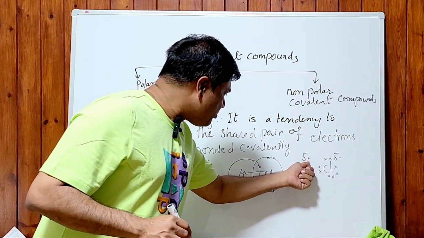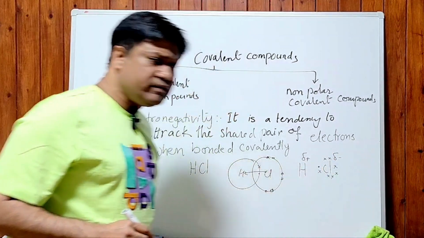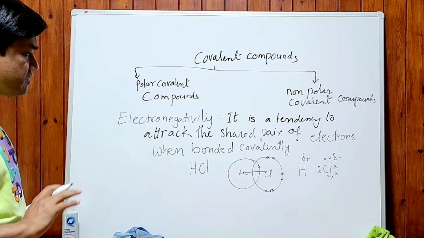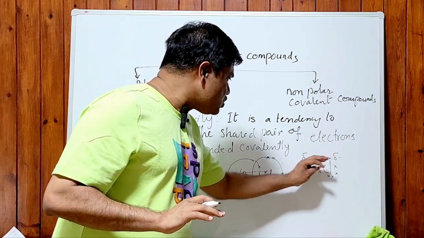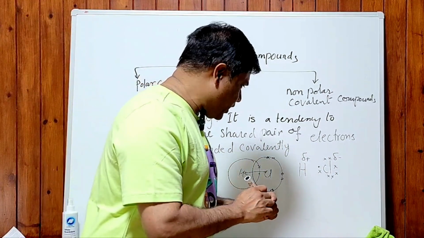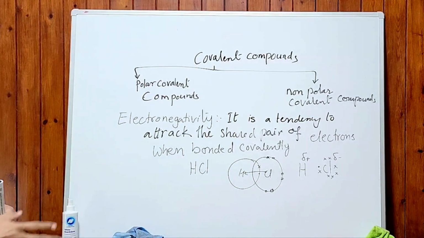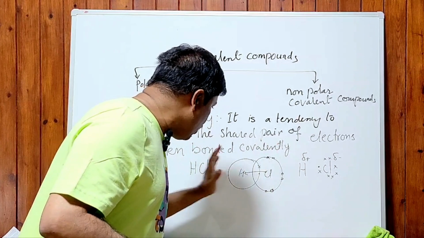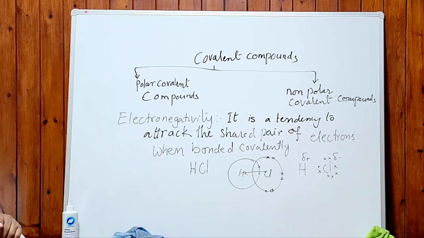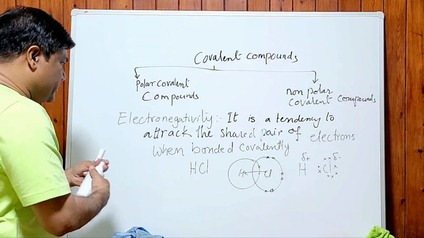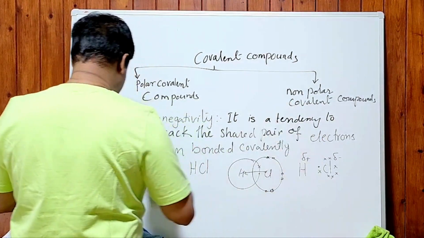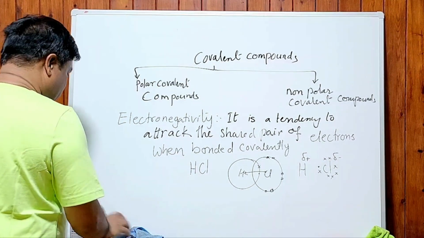This is called partial positive. This is called partial negative. We can't call them complete ions, but the distribution of charge takes place, which we call a dipole. I will teach you dipole later on. So some elements in the periodic table have more ability to withdraw the shared pair of electrons towards themselves. That phenomenon is called electronegativity. Okay, guys, is it the tendency or the ability? It's just a one mark question: what is meant by the term electronegativity?